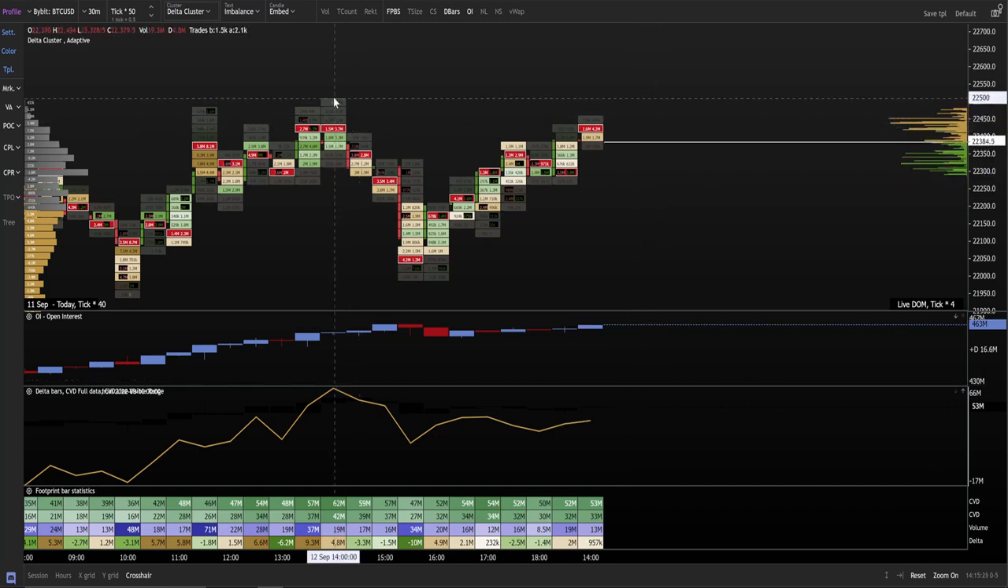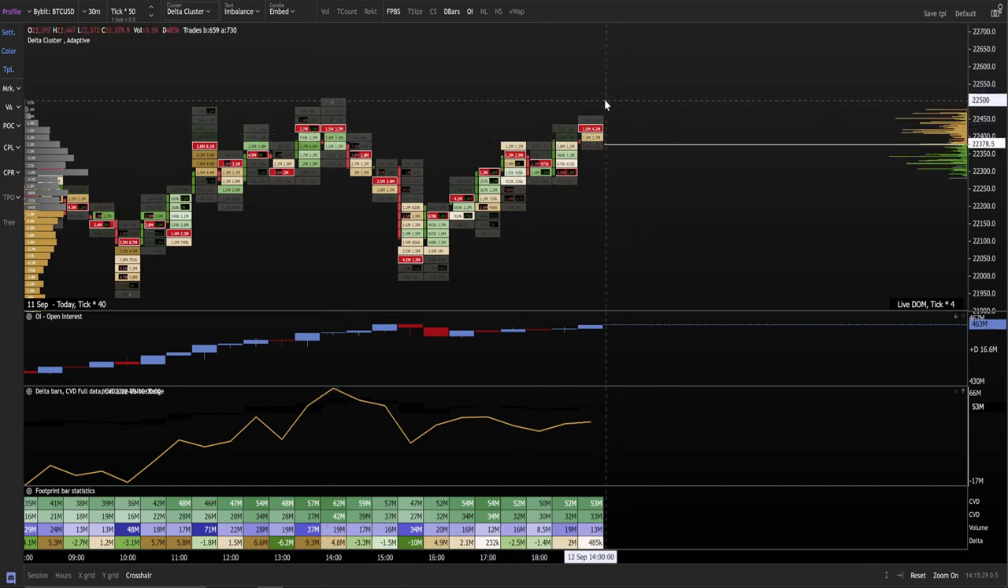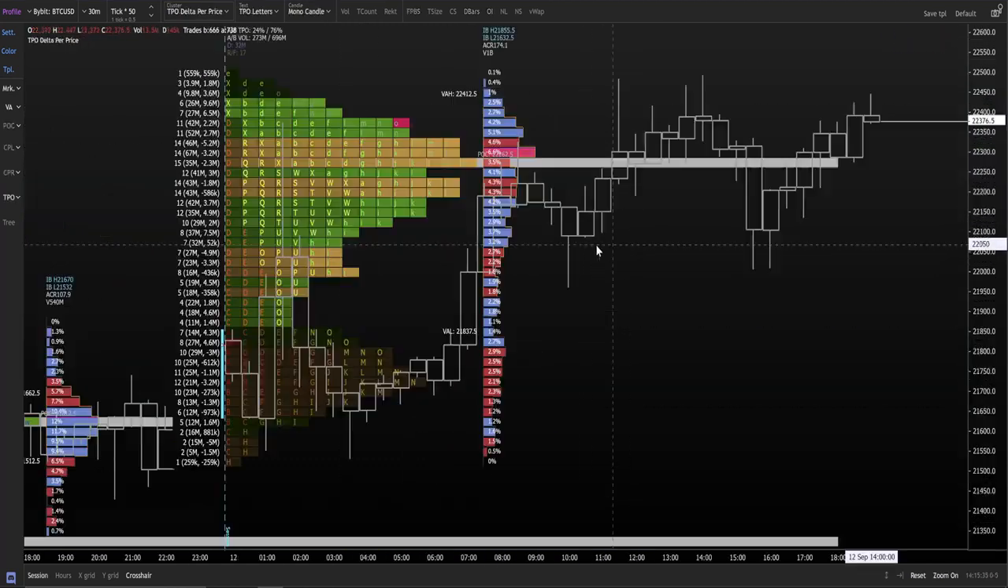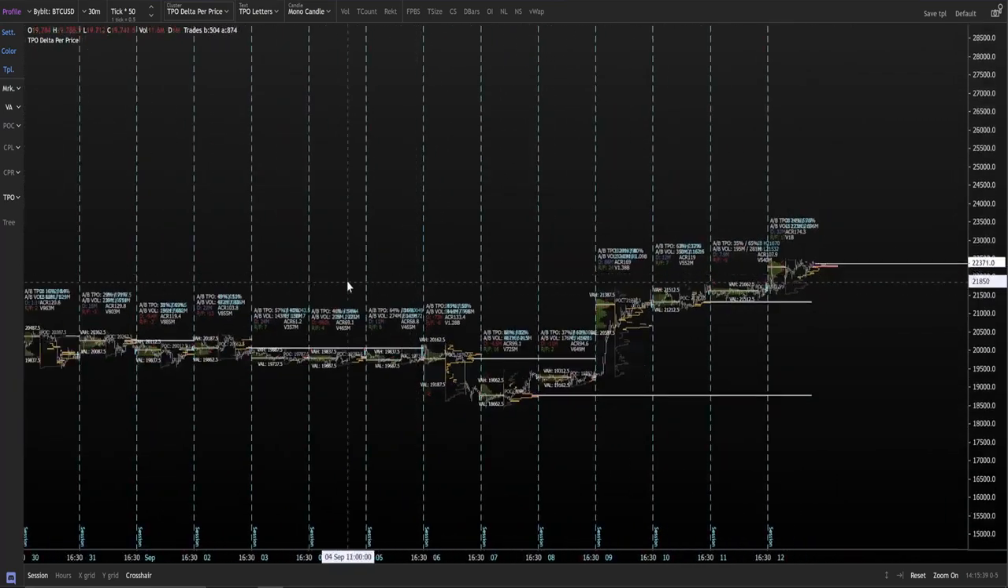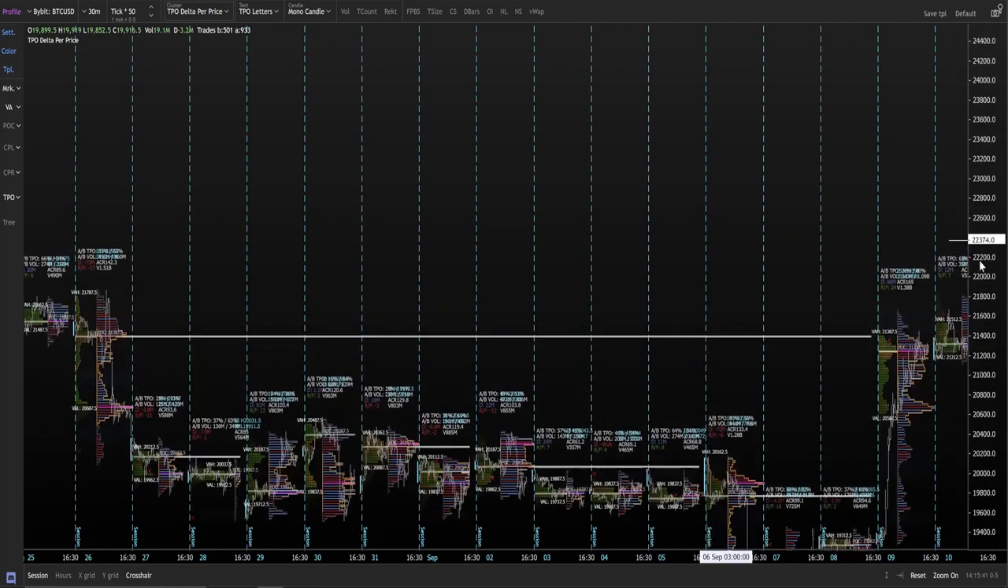You might think, why 22,500? Why do I think this high is going to break? Again, we could simply make a swing failure pattern of this high. It's potentially possible, right? But I am looking for this high to be taken out once more. Why? Because if we come back over to the TPO chart, I notice we have not filled all these single prints.